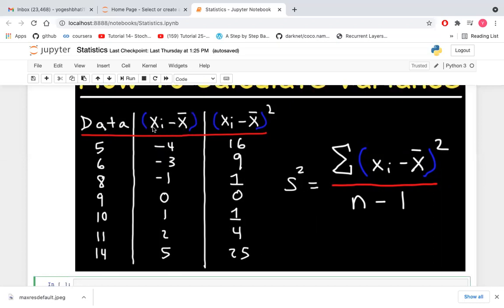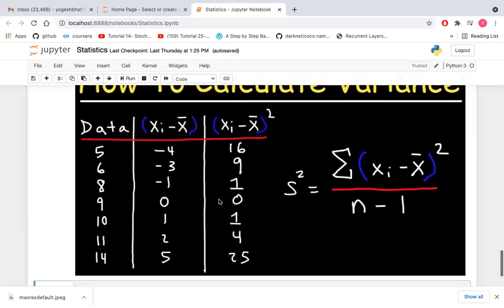Firstly we subtract the mean from each value, and after that we square it, so we get these values. This is the formula we use for s square, the sample variance. n minus 1, where n represents the total data set size: 1 2 3 4 5 6 7. So 7 minus 1 is 6. Why are we taking 6 and not 7?